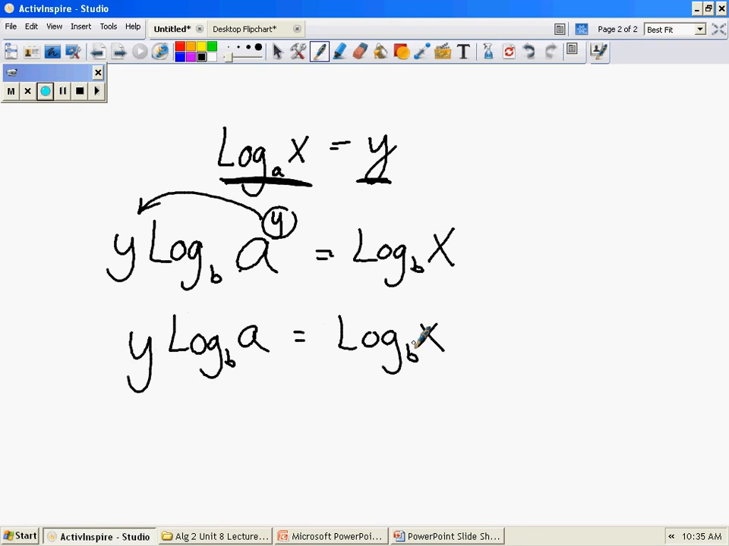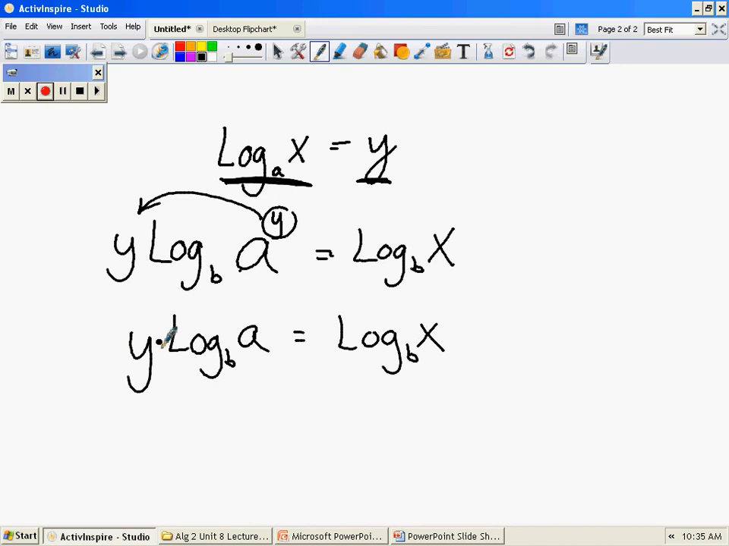No, we can't cross the log off because in order to do that you need one log on both sides, and this y is in the front, which means I have y times log base b of a down there. So we can't just cross the log off. But let me give you a hint. It's y times the log. So how can I get the y by itself?